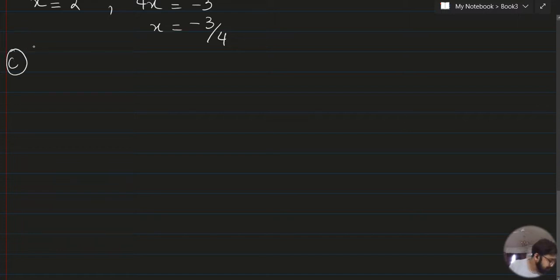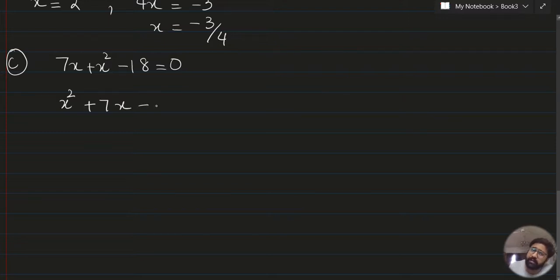It's 7x. It is written as 7x plus x square minus 18 is equal to 0. You are first of all going to arrange this equation in the form of a quadratic such that the first term should be x squared, then simple x, and then the simple number. So if I write it down, it is going to be x square plus 7x minus 18 is equal to 0.